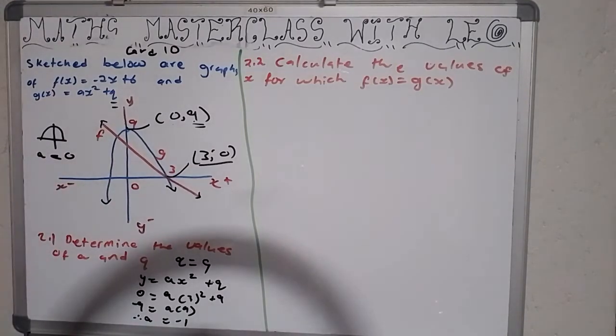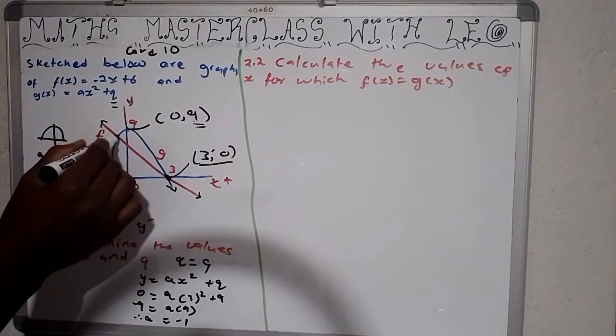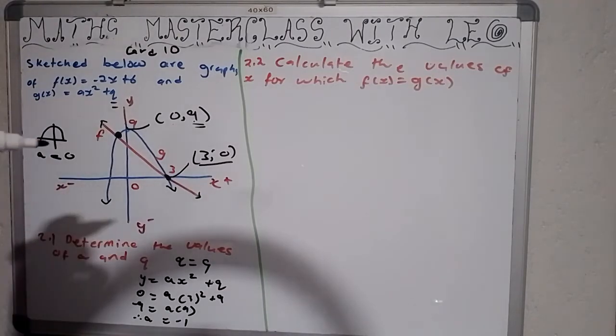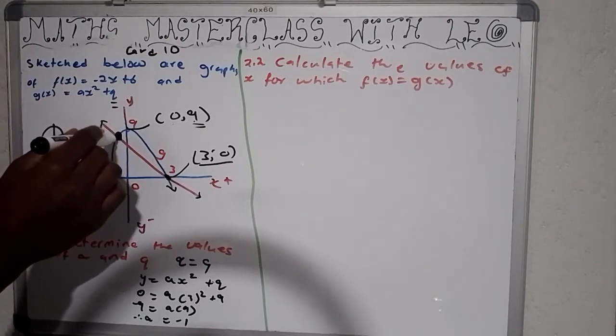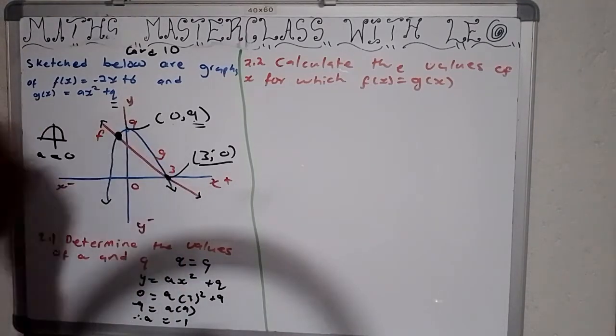So now, the next question: calculate the value of x for which f of x is equal to g of x. Those are the points where our graphs meet, or our graphs touch. We are supposed to calculate the x values of the points where our graphs meet. The first point we have is x is equal to 3. Let's calculate the second point.